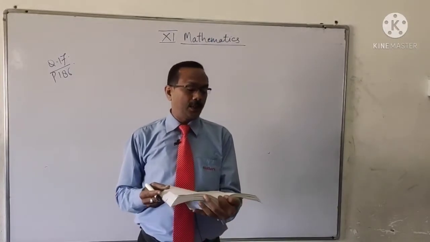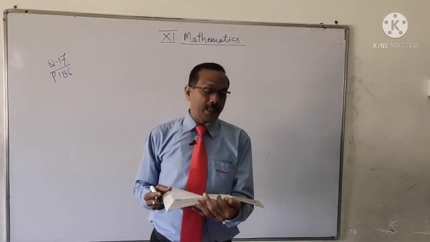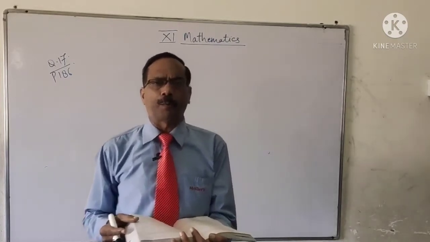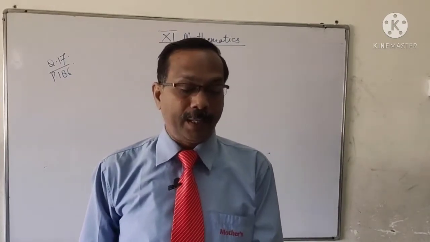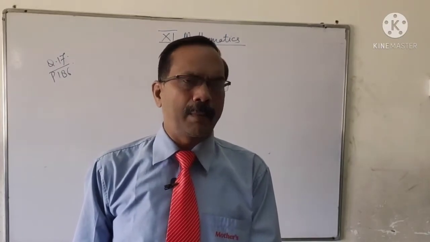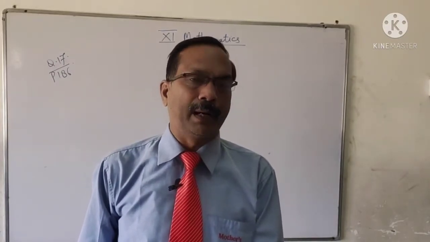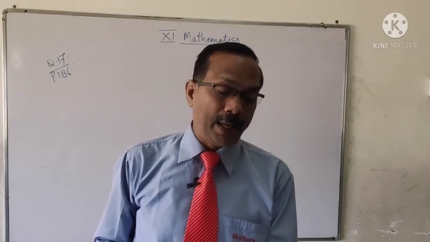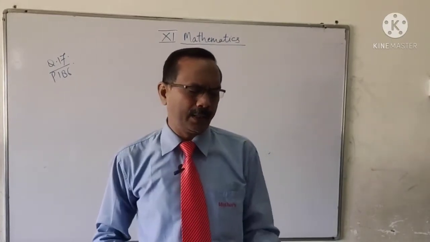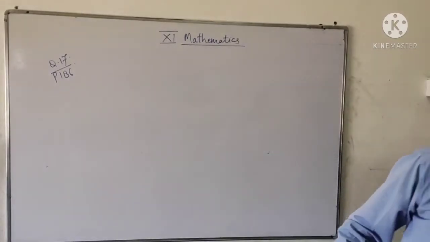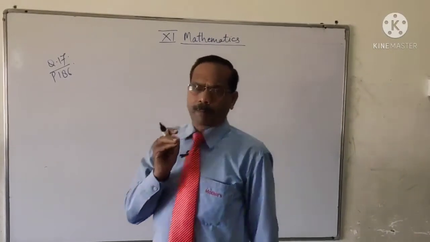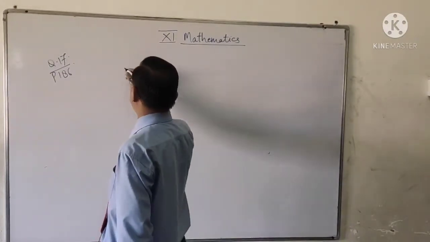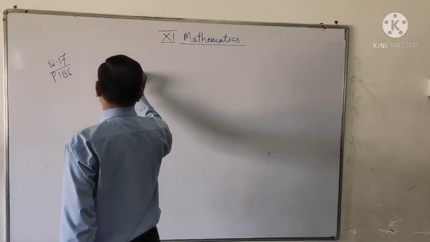Students, see the question. A man starts repaying a loan as first installment of ₹100. If he increases the installment by ₹5 every month, what amount will he pay in the 30th installment? So the question is asking for the amount that will be paid in the 30th installment. It means it is asking A30.